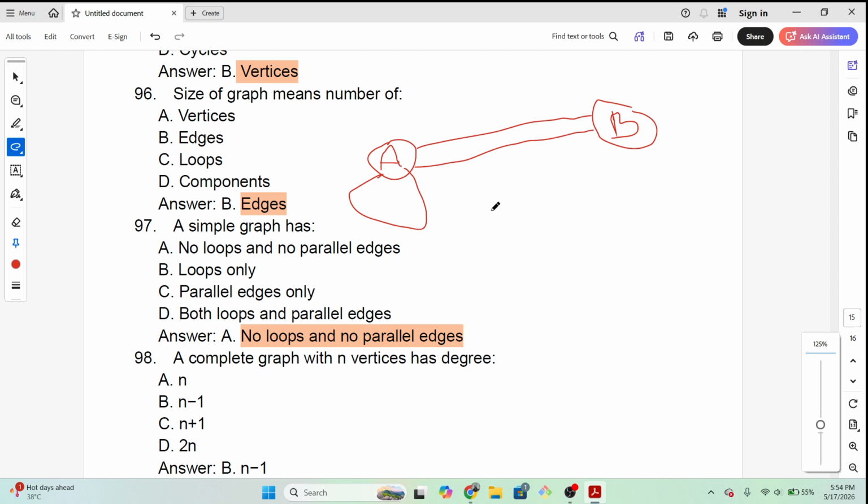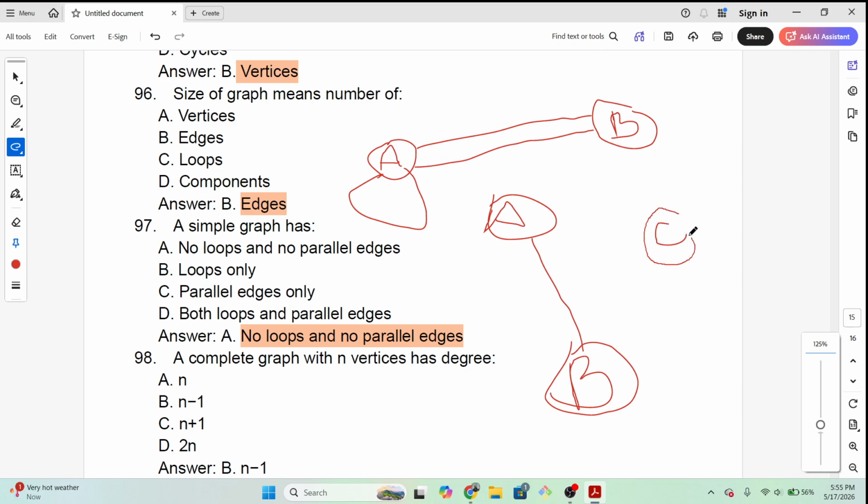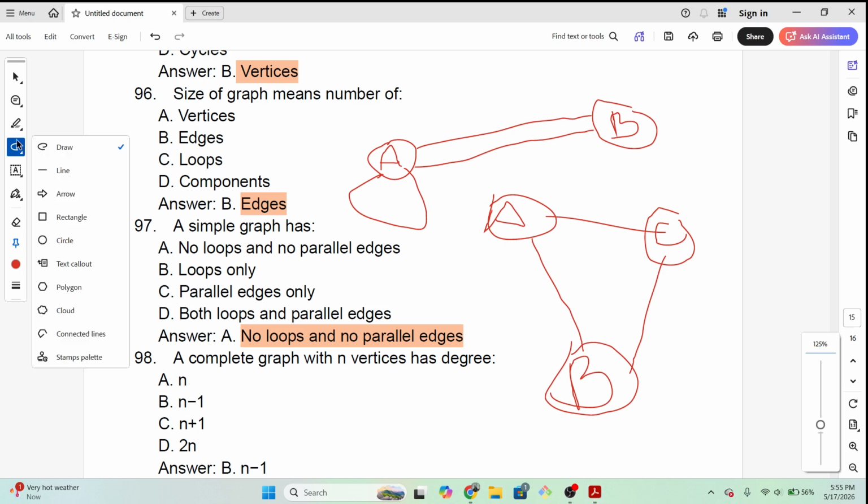And how can I create a simple graph? This is vertex A, and here we have vertex B. You can see we have just a single edge between a pair of vertices. Suppose we have C here. This is a simple graph. This is a pseudograph, and if you remove this loop, it will become a multigraph. Okay, let's move to the next question.